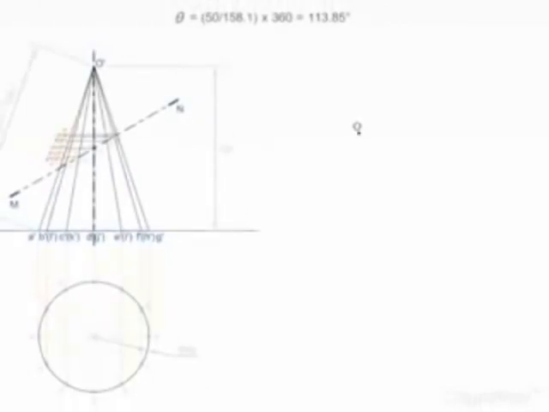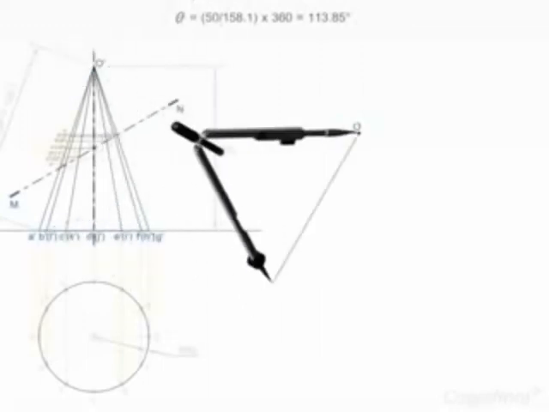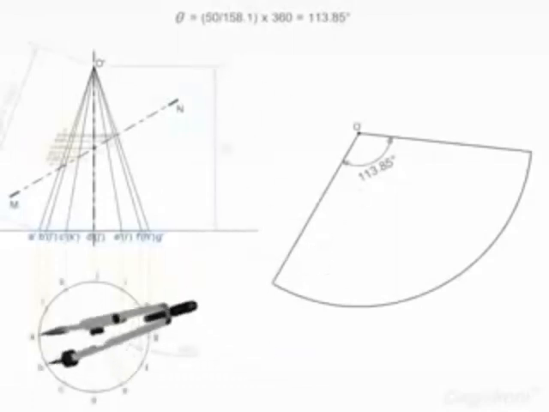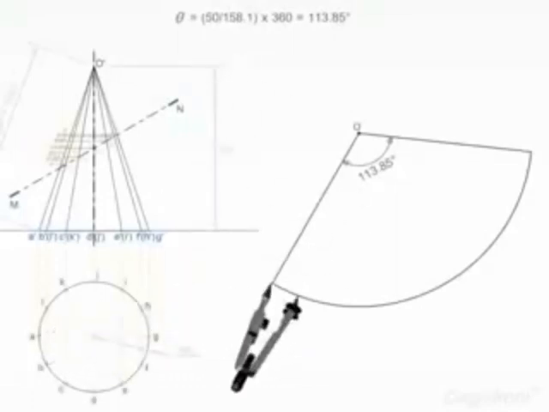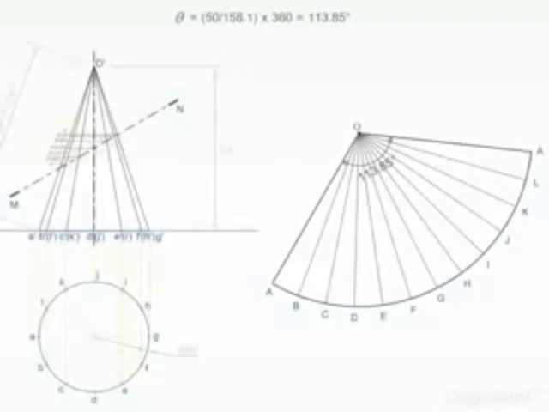Now, if we take a pair of dividers and measure the side length, we can actually give a point on the paper and then draw an arc. We can then make sure using a protractor that this is 113.85 degrees. Now the distance of any one of those segments can be measured directly off the circle and then stepped around to fill up that 12 section piece.